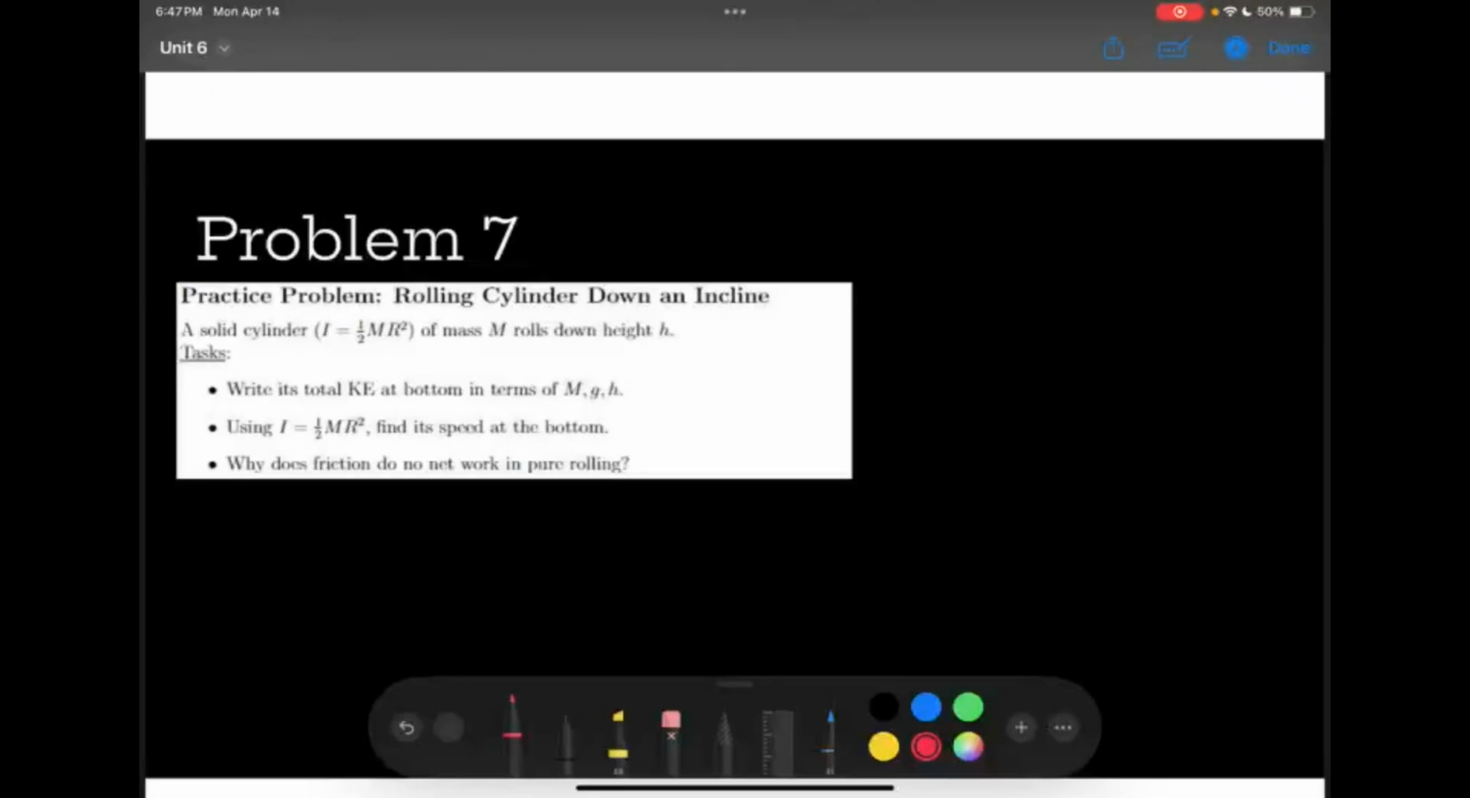So now let's do a little problem, right? We have this solid cylinder of mass m. It's rolling down height h. We want the total kinetic energy at the bottom.